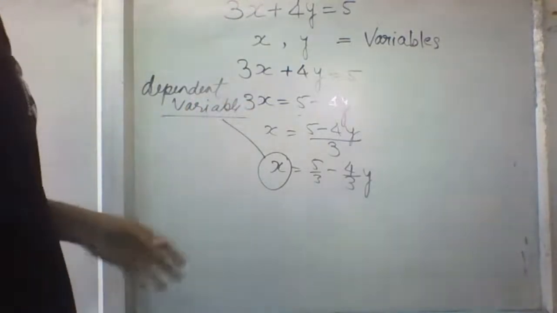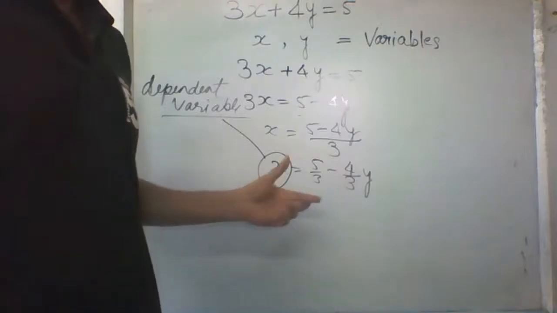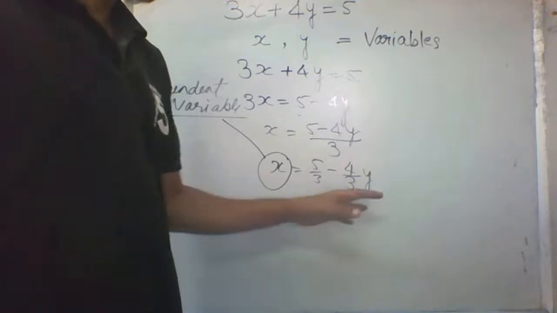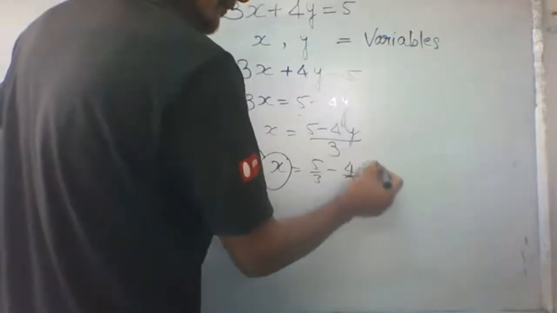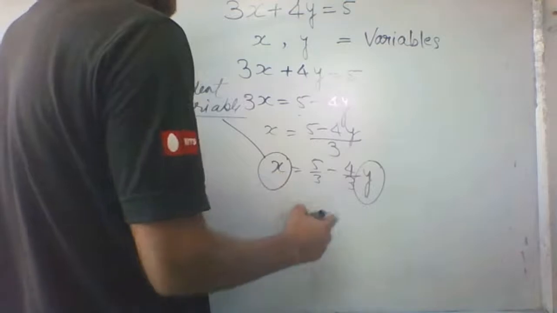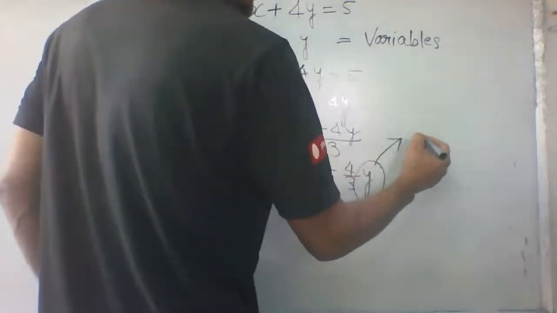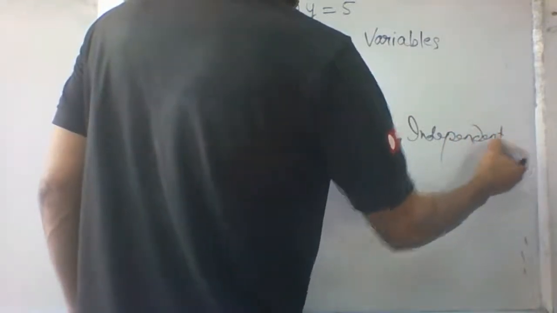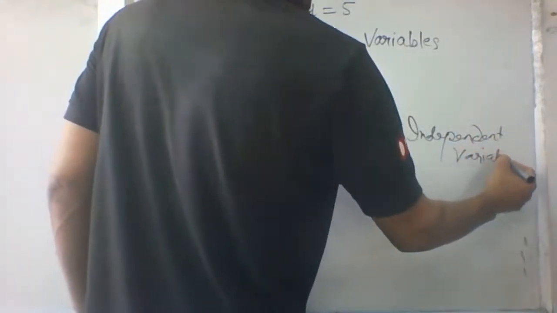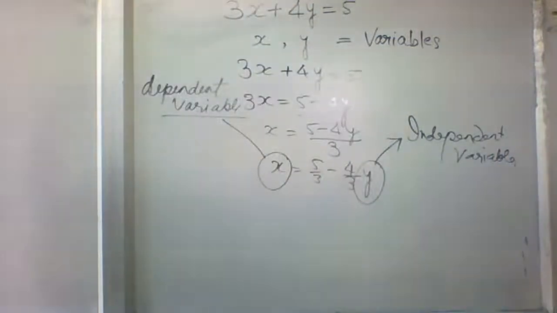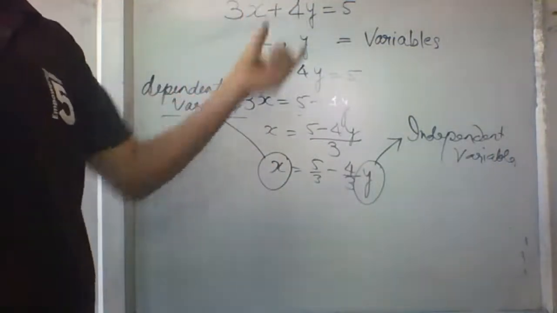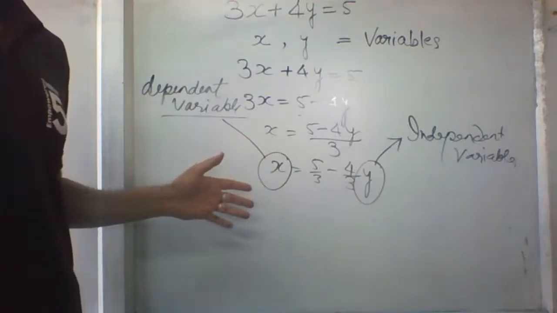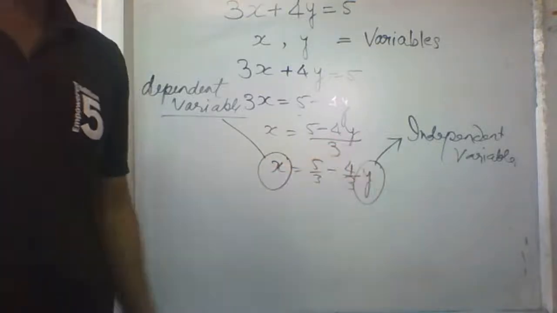Why is this a dependent variable? Because its value is depending on y. So this is the dependent variable. And y, as it is not the subject of the formula, is called the independent variable. By making one variable the subject of a linear equation, that variable is termed the dependent variable, and the other variable is known as the independent variable.